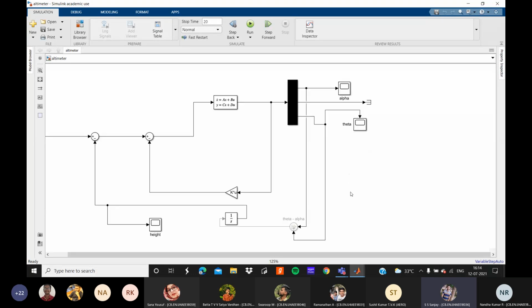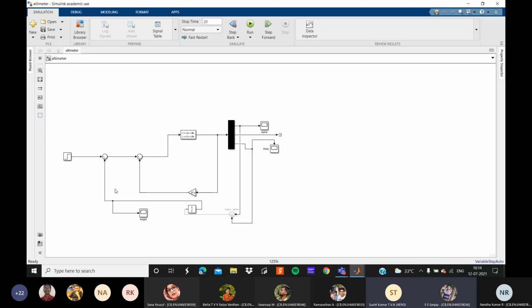Yes, sir. So this is what we have designed. We were successful in designing the inner loop, but the height part we're still not satisfied with, which is why we wanted to give you feedback. We started with the step input, and we are subtracting alpha minus theta.